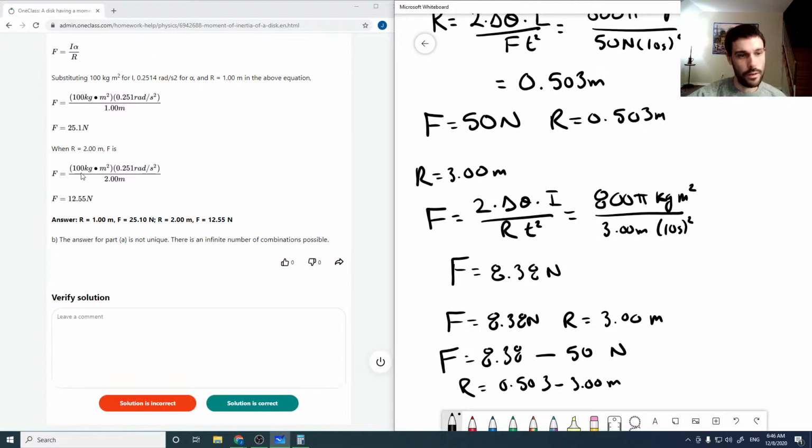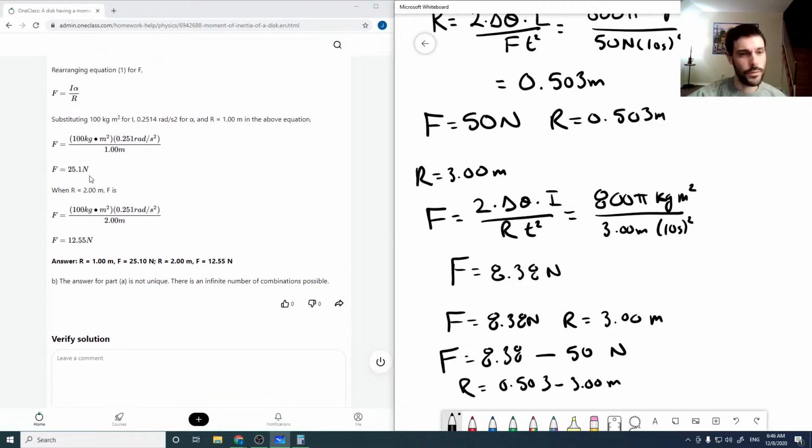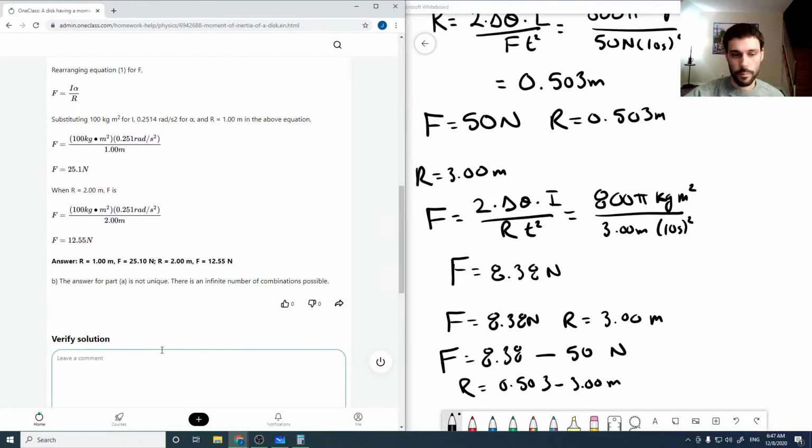Okay, and so then they chose force values of 25.1 and an R of 2. So they have even another couple values that you could pick from. So obviously, it's becoming more obvious, at least, that the solution's not unique. So the solution is correct.